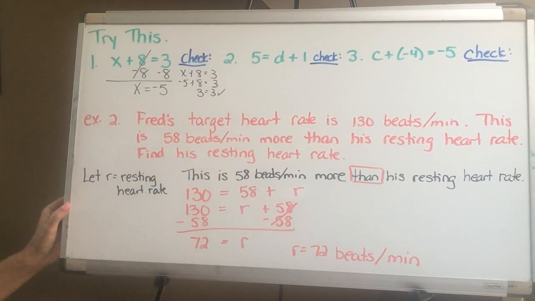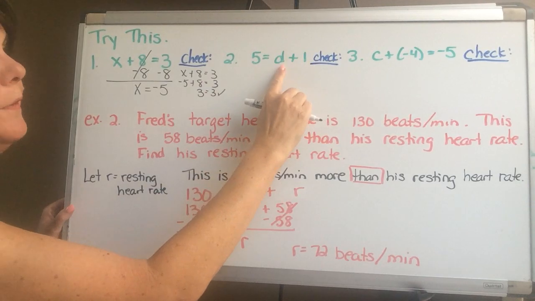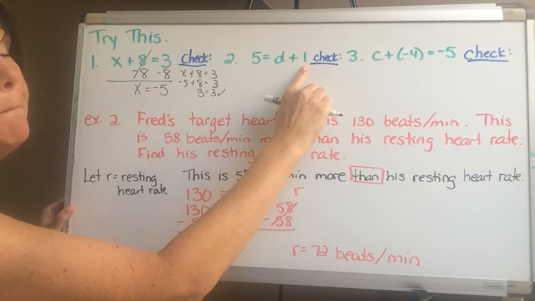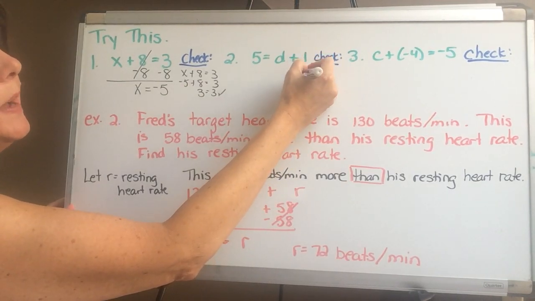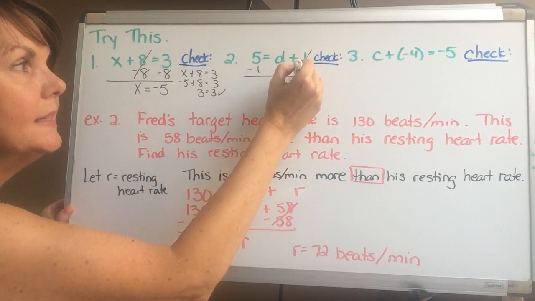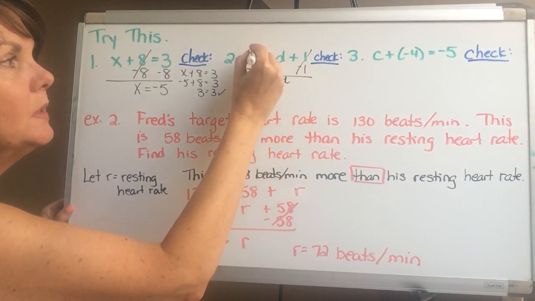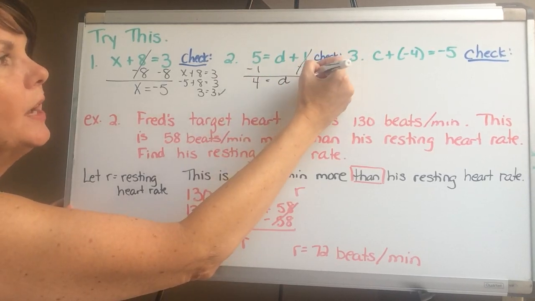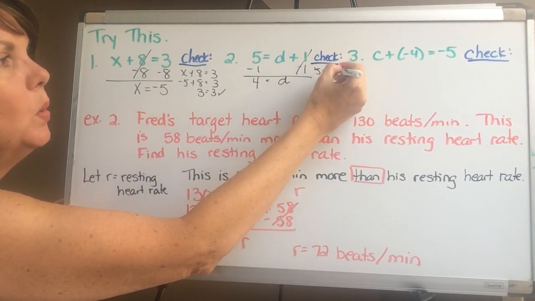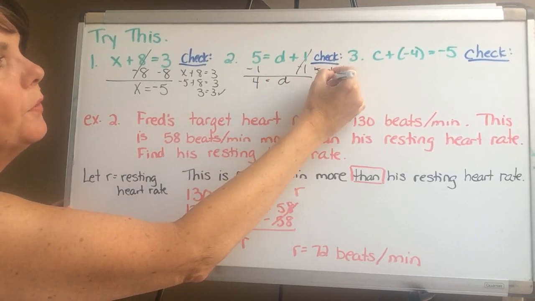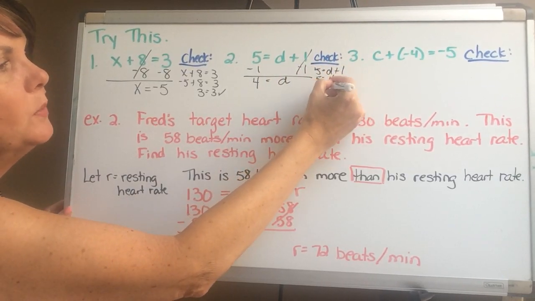Look at example 2. 5 equals d plus 1. The difference with this one is the variable is on the right side of the equal sign. It's attached through addition to a positive 1. Inverse of a positive 1 is a negative 1. Add that to both sides. This cancels. d equals 5 plus a negative 1, which is 4. And now we can check 5 equals d plus 1. And now substitute this in. 5 equals 4 plus 1, and 5 equals 5.